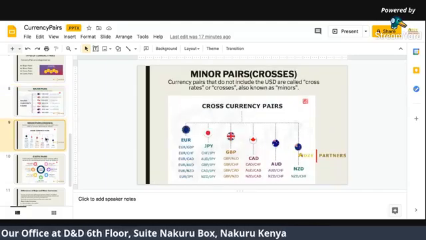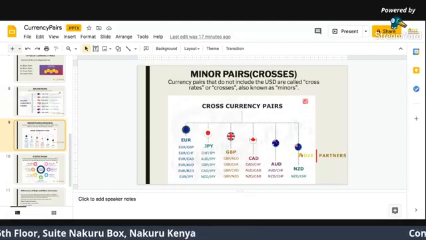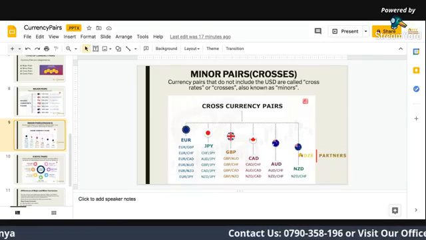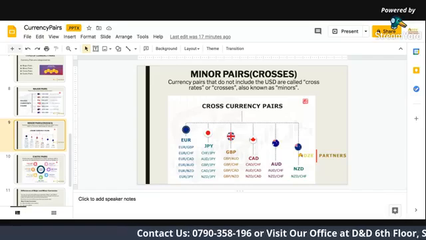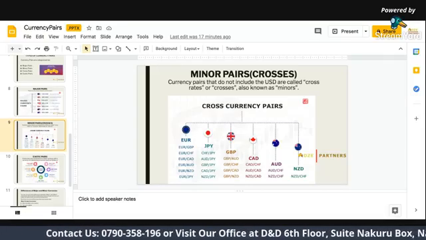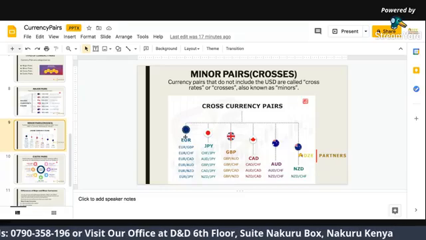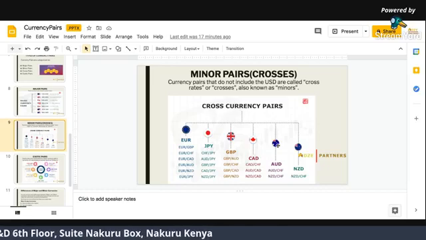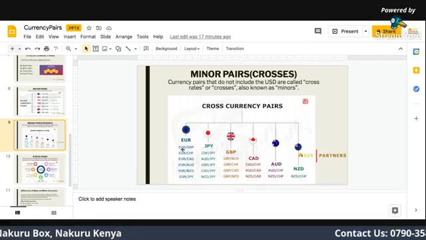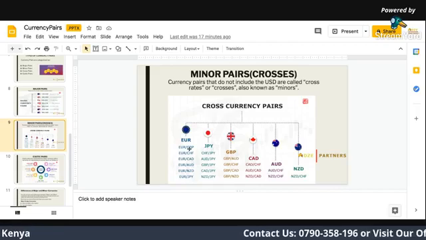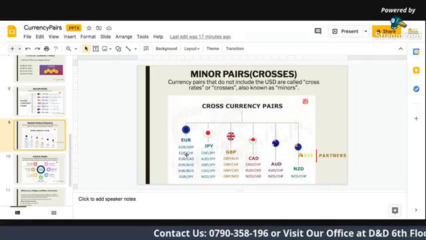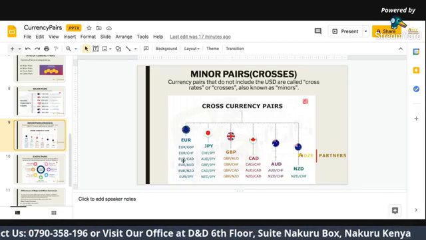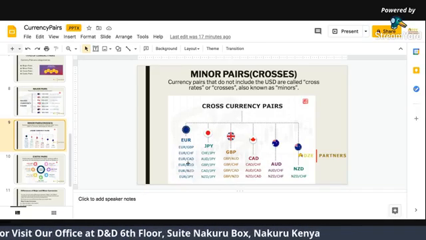Let's go to the minor pairs. Minor pairs, these are the currency pairs that do not include the United States dollar. They're also called the cross pairs or cross rates or crosses. At the same time, they're called the minors. So we'll have the Eurozone, we'll have the Japanese, and then we'll have the British, we'll have the Canada, and then Australian, and then New Zealand. You see now we have Euro that is being crossed against British pound, Euro being crossed against Swiss franc, Euro being crossed against Canadian dollar, like that.